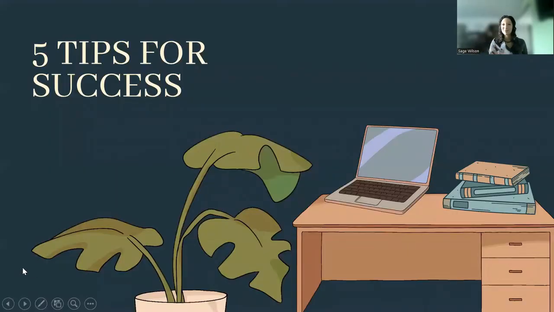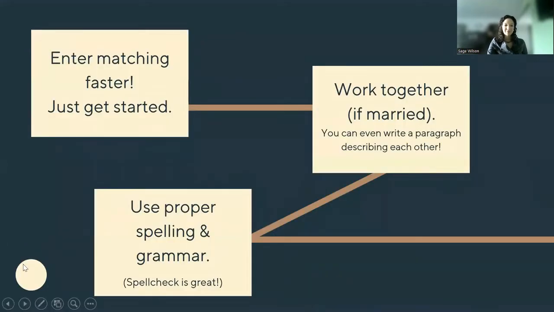There are 5 tips for success, and I believe that if you follow these 5 tips, you'll have a great family profile. The first one, do you want to enter matching faster? Just get started. The hardest part is starting.